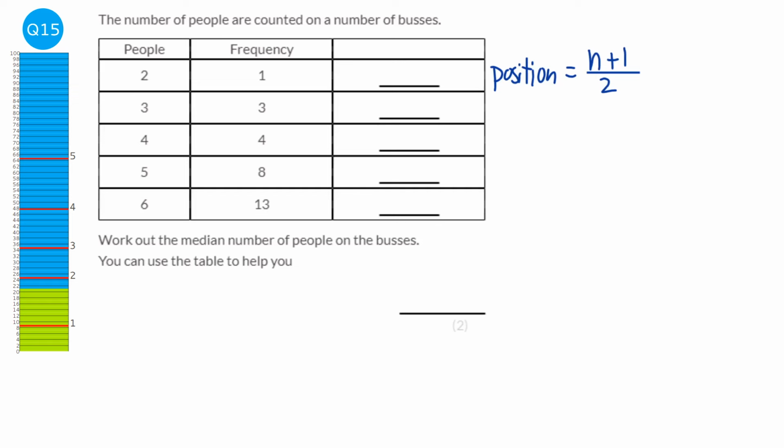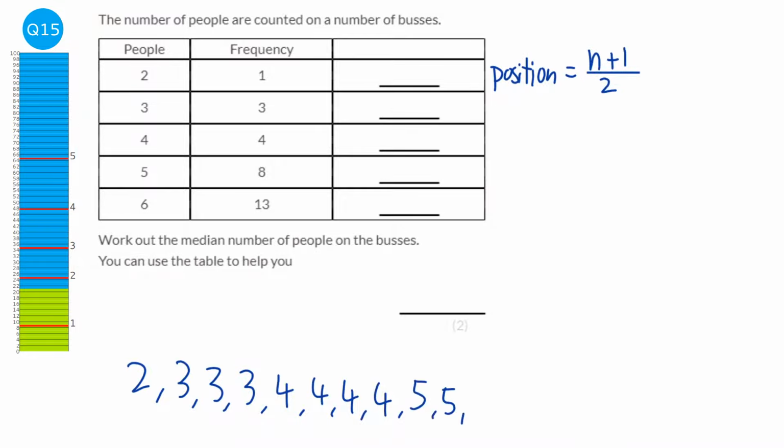Now, we need to figure out where these numbers are in this list. So the first number is a 2, and there is one of those. The next number is a 3, and there's 3 of those. So 1, 2, 3. The next number is a 4, and there's 4 of those. So 1, 2, 3, 4. The next number is a 5, and there's 8 of those. So 1, 2, 3, 4, 5, 6, 7, 8. And the next number is a 6, and there's 13 of those. Now I'm not going to do all of them, because we're not going to be working out the median by writing out all the numbers, but I do want to show you where these numbers are coming from.